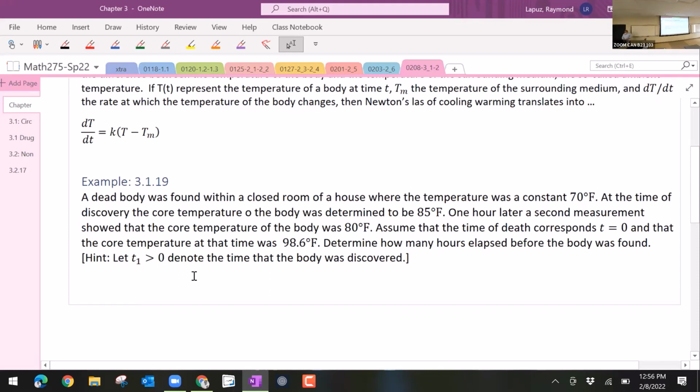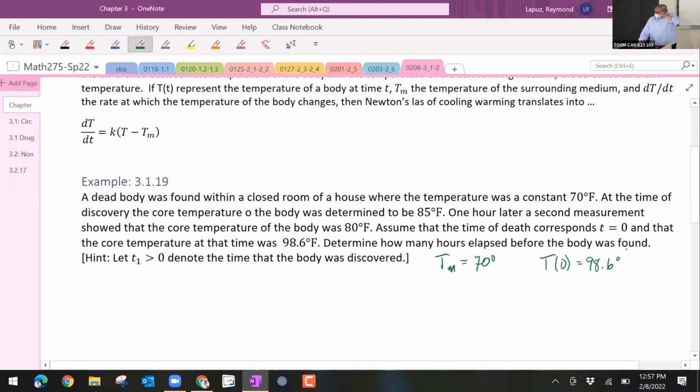All right, we'll start off by writing down some information that we do know. We do know that the surrounding temperature, that's T sub m, is going to be 70. And we also know that at time t equal to 0 the temperature is 98.6. So let's write down pieces of information that we can use: T sub m is going to be 70 degrees, and whatever the function is at 0, our starting temperature was 98.6.